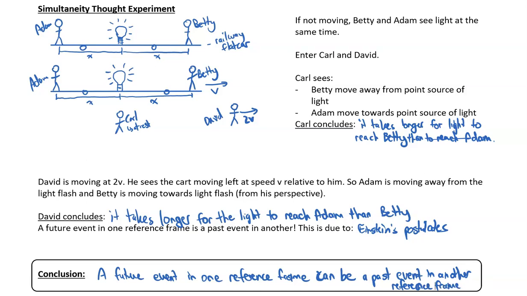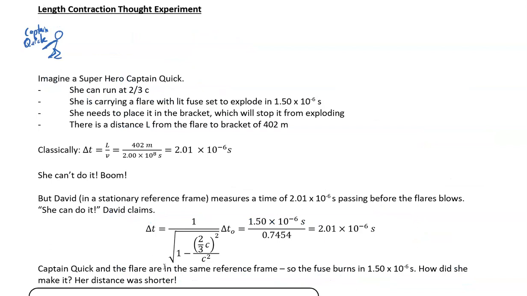Well, if that wasn't weird enough, we now come to length contraction. Length is not fixed. I want us to consider an example with Captain Quick. He's a superhero. In fact, he's the fastest superhero that ever existed, even faster than the Flash. And she can run at 2/3 the speed of light.